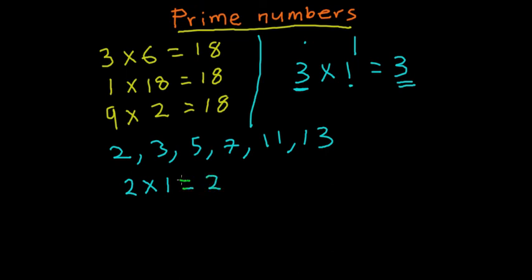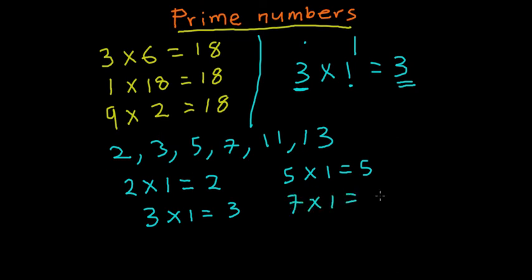So 2 is a prime number because it can only be multiplied by 1 to give you 2. Likewise, 3 times 1 will give you 3. 5 times 1 will give you 5. The same thing applies to 7 times 1, which will give you 7, as well as 11 times 1 will give you 11, and 13 times 1 will give you 13.